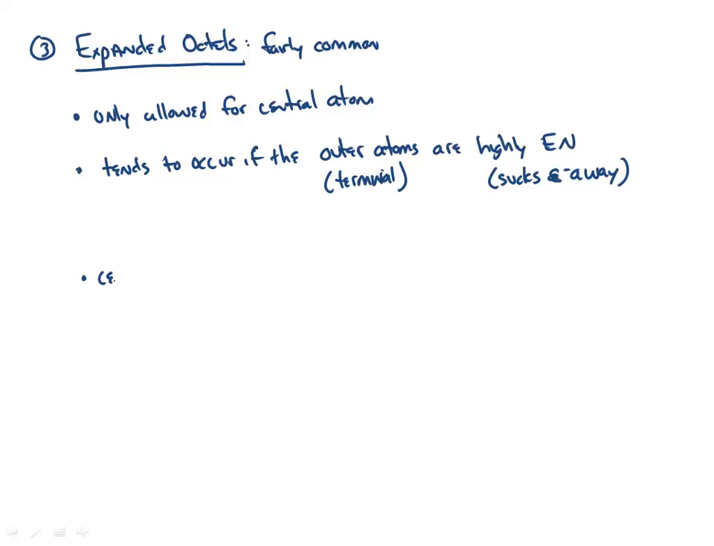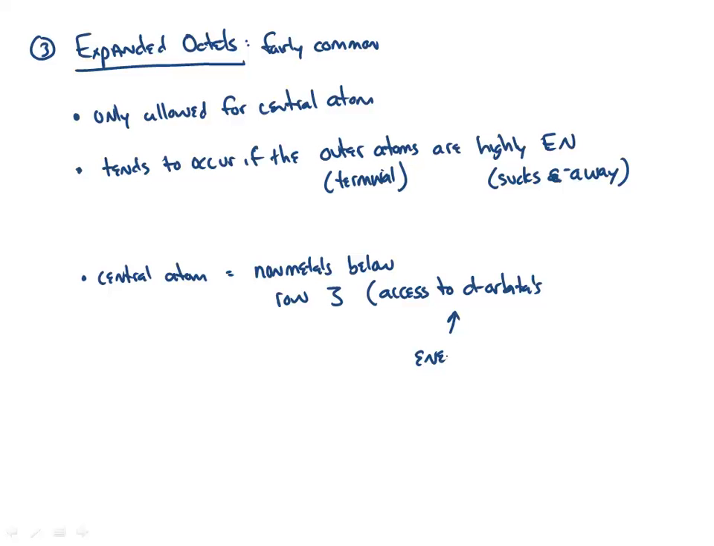And the other part is that that central atom has to be basically a nonmetal, or mostly nonmetals below row 3, meaning they have access to d orbitals. Meaning, if you look at the energy of, say, a 4s, a 3d, and a 4p orbital, they're all about the same. And so atoms really have access to those d orbitals, and they can make then more than 4 bonds.